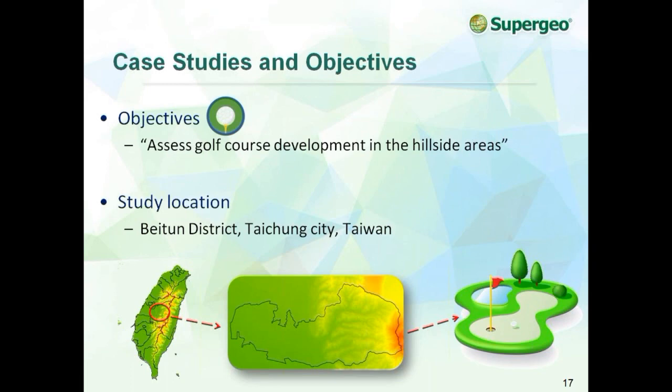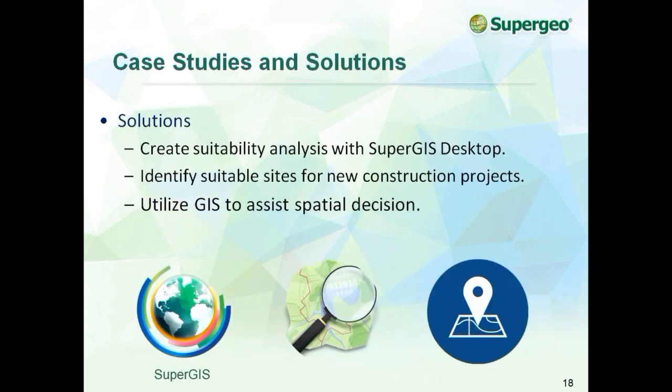Actually, this kind of facility is complex. So we should consider many more environmental factors like the soil structure, topography, elevation, slope type, and so on. We try to find a suitable place for our new golf facility and keep the soil and water conservation. So now we are going to evaluate the environment and the development. At the end of this case, we try to create a suitability map. Then we can identify the suitable area and help us make the right decision.